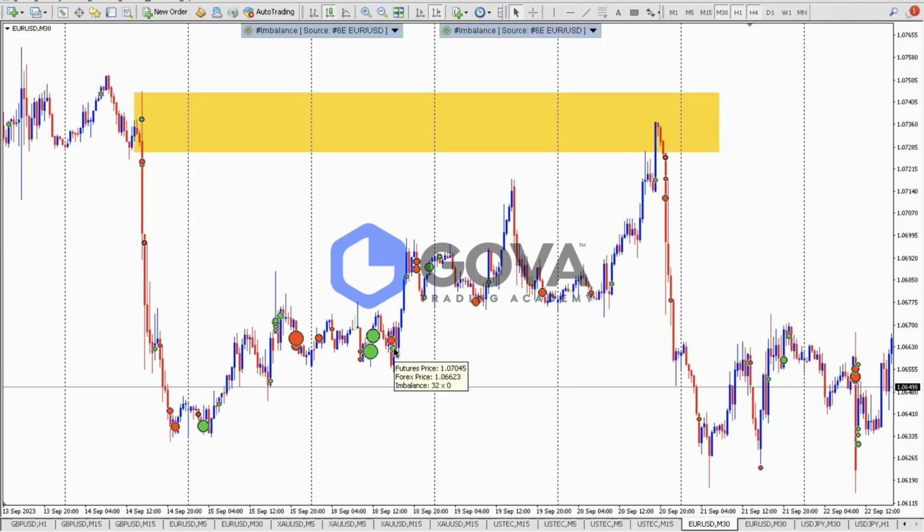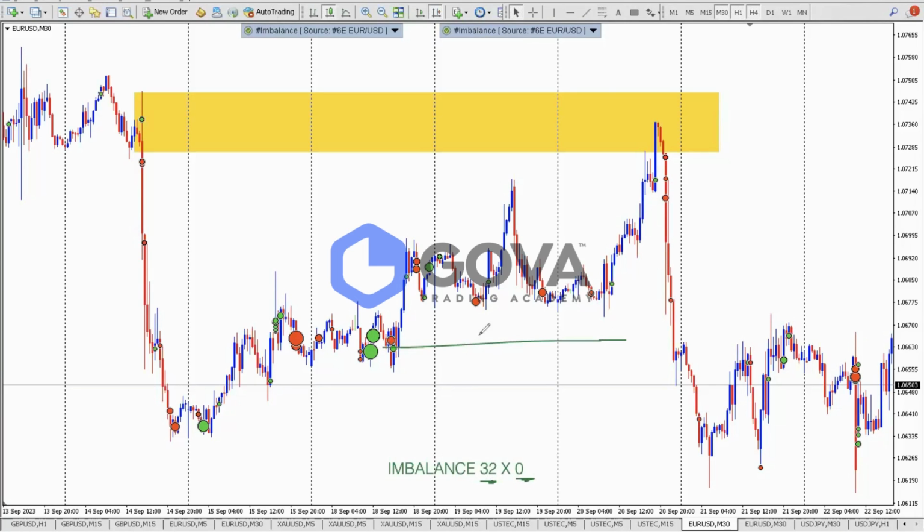What is the meaning of 32 times 0, you might ask. Do you know what this means? What this means is we have 32 buy contracts. We have 0 sell contracts left on this level, and that's why market came back to the area here.